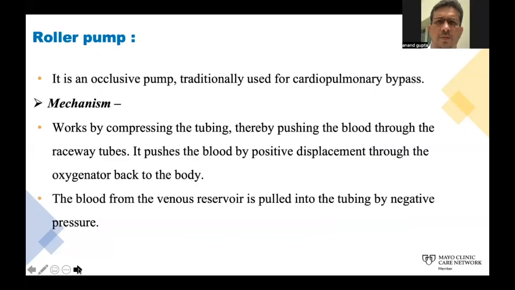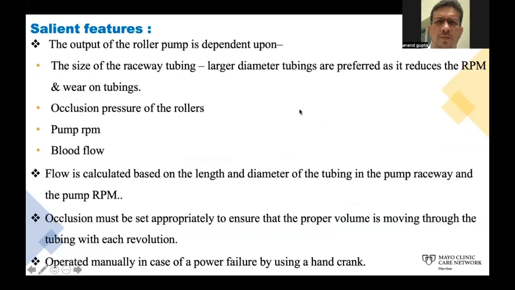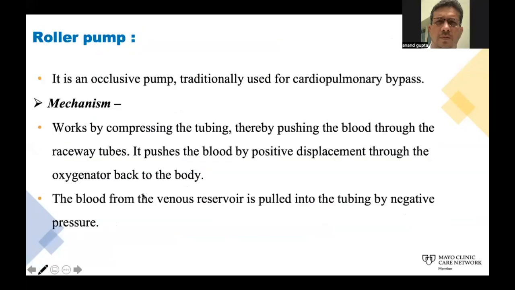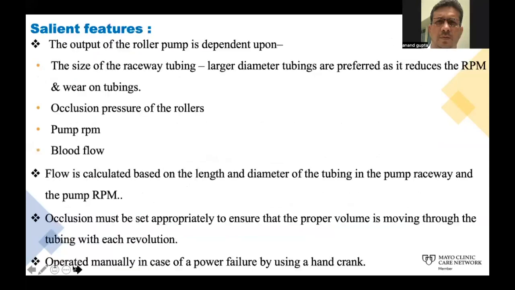The roller pump is an occlusive pump traditionally used for cardiopulmonary bypass. What is the mechanism behind it? It works by compressing the tube, thereby pushing the blood through the raceway tubing. It pushes the blood by positive displacement through the oxygenator back to the body. The blood from the venous reservoir is pulled into the tubing by negative pressure.